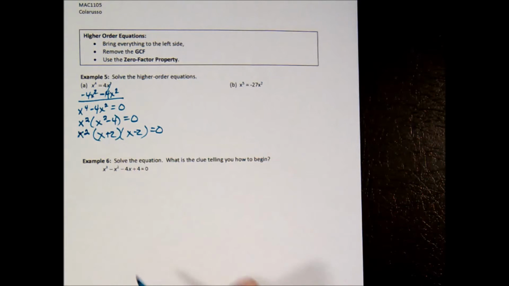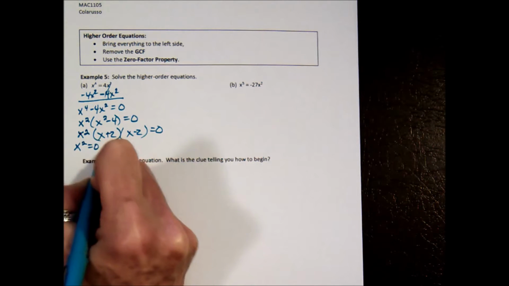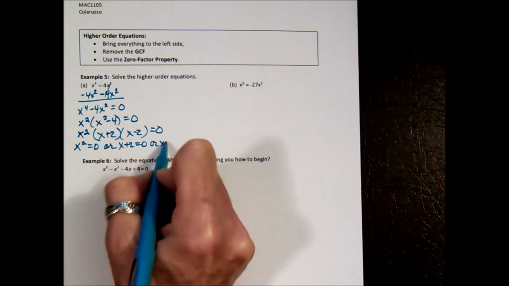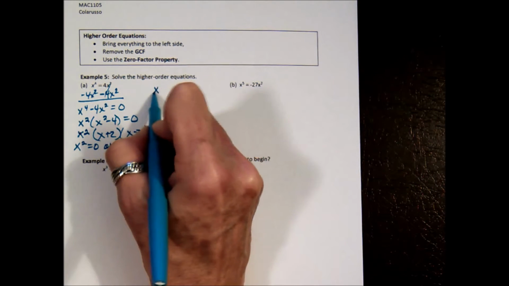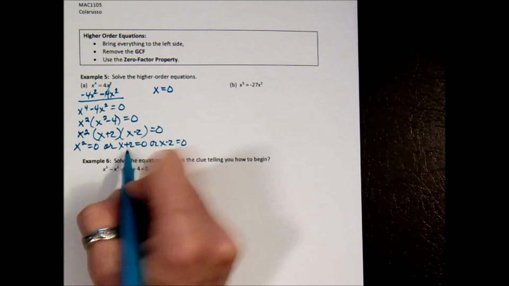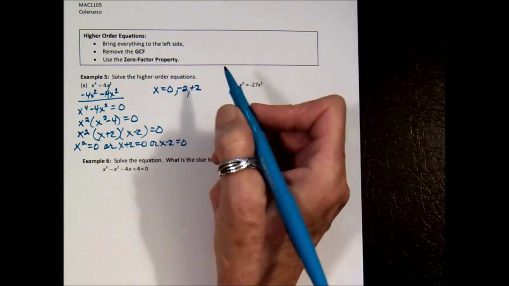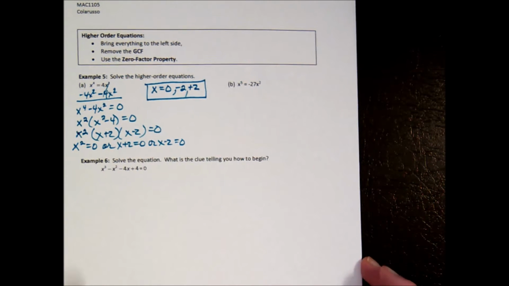Zero factor property says either x squared equals 0, or x plus 2 equals 0, or x minus 2 equals 0. Solving those, I get x equals 0. Here I'm going to get a negative 2, and here I'm going to get a positive 2. So I actually got 3 answers, but those are easier than some of the ones we did earlier.